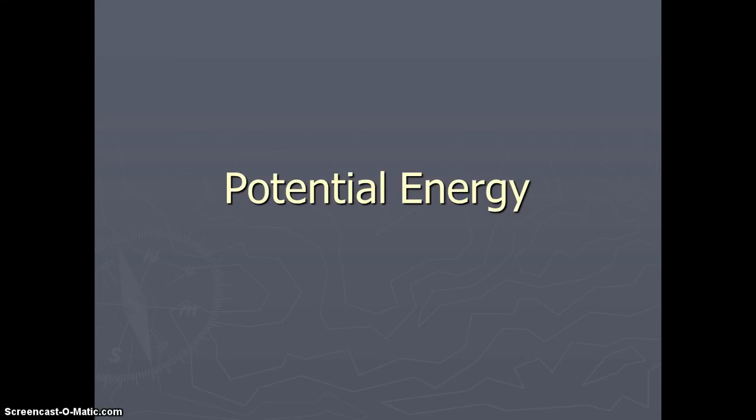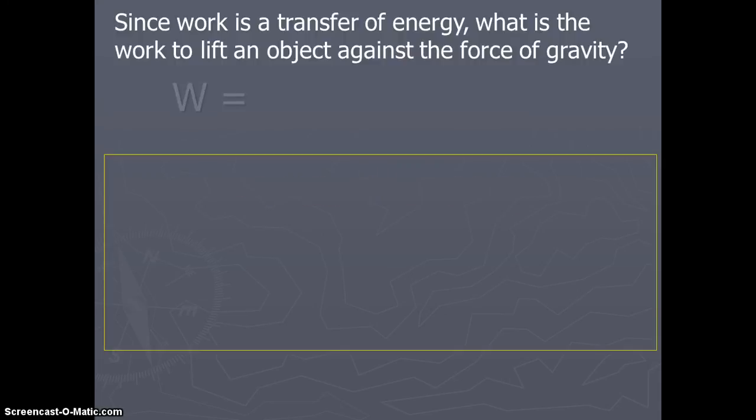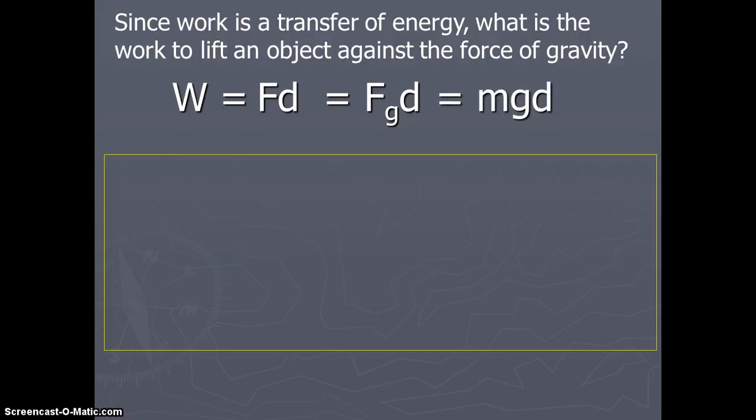Now let's take a look at potential energy. Since work is a transfer of energy, we can do the same kind of thing where we do some substitutions. Work is equal to force times distance. If we are looking at lifting something against the force of gravity, we can look at F sub g, or Fg, multiplied by distance. Remember, Fg is really mg.